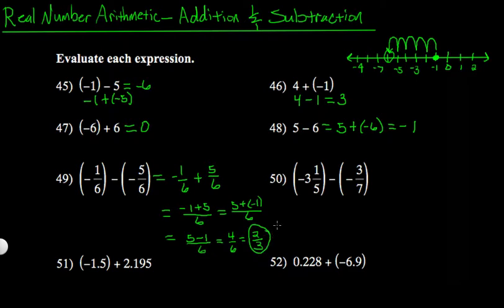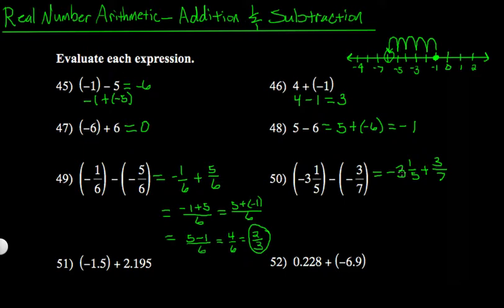Okay, number 50, here's another fraction, but this time we don't have common denominators. So we know we'll need to find common denominators. But again, I notice I have minus a negative, so I'm going to go ahead and rewrite that as addition. So this is -3 1/5 plus 3/7. Minus a -3/7 becomes plus 3/7. Now my next step, I want to convert this mixed number into an improper fraction.